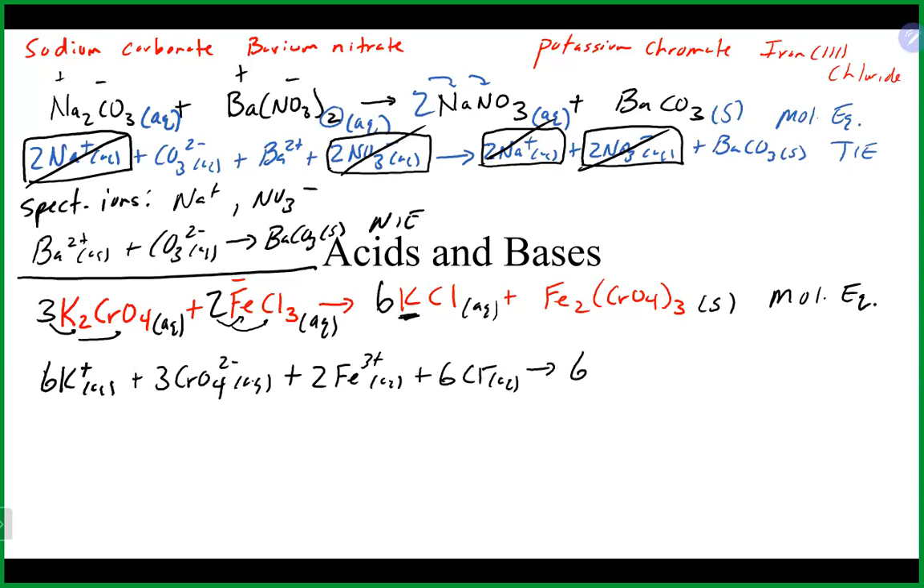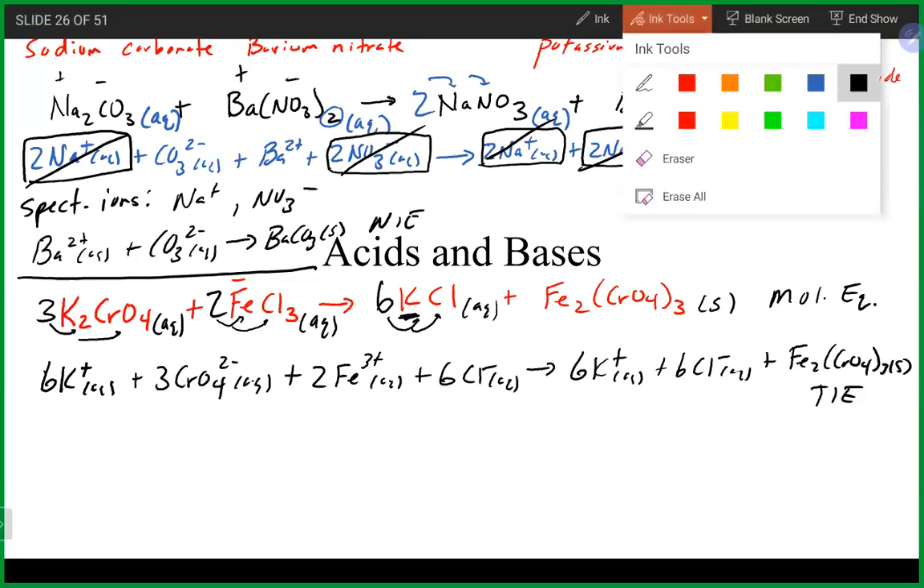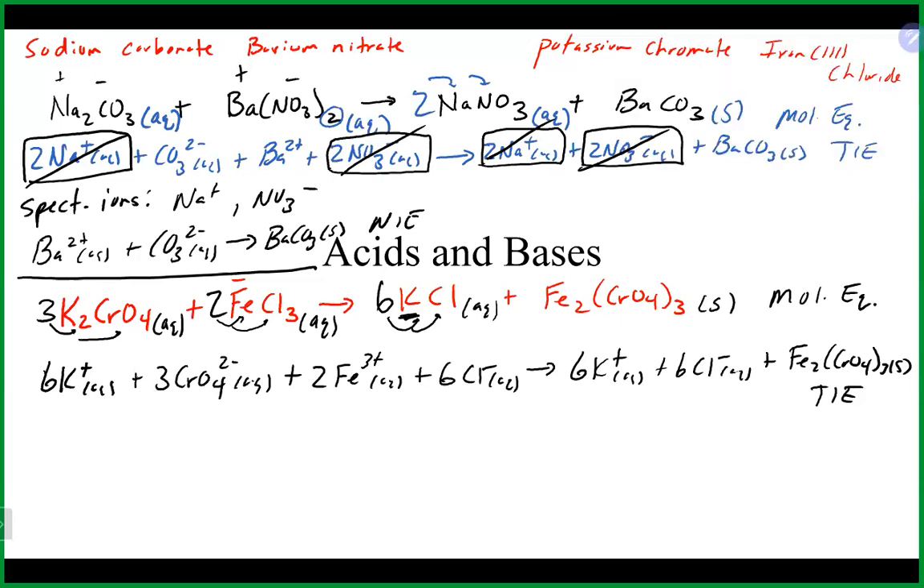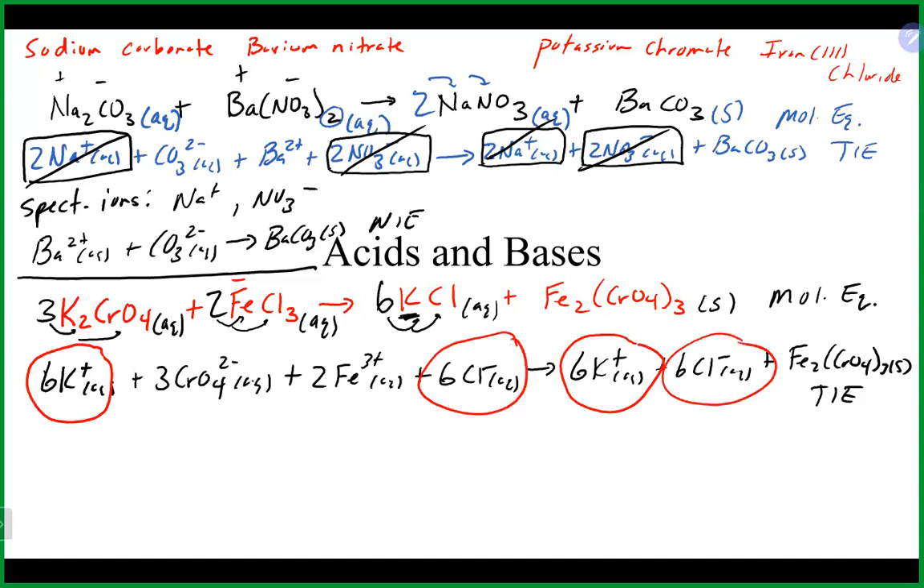Coming to this side, going to give me 6 potassium as I distribute this guy as well. And 6 of the chlorides. And this guy is going to stay together, Fe2(CrO4)3, which is a solid. This is going to be my total ionic equation in this case. Any questions on that? My spectator ions in this case are which ones? It is the potassium, which is the same on both sides, and it is the chloride, which is the same on both sides. So our spectator ions are those 2 guys.